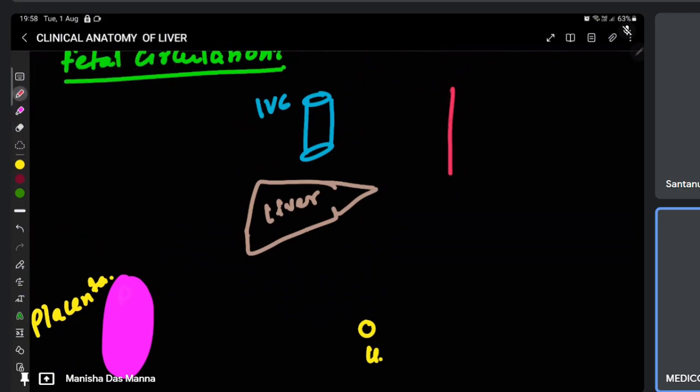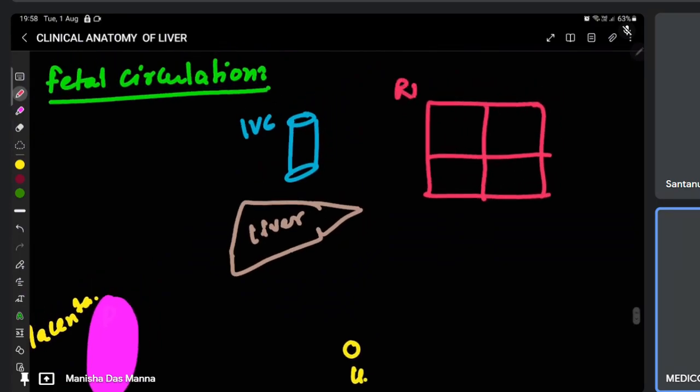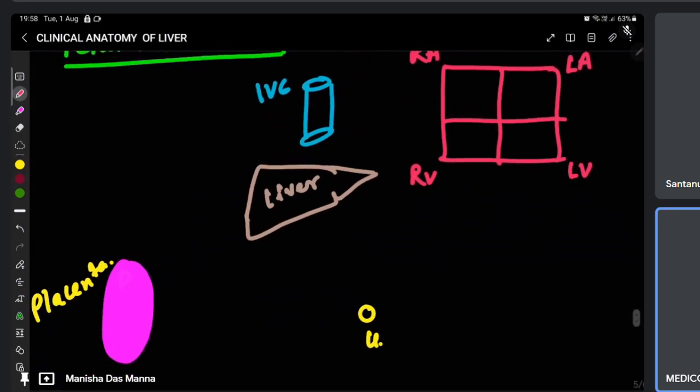I am drawing a schematic diagram of the fetal heart. So this is your right atrium, right ventricle, left atrium, left ventricle. Easy. Now I'm going to draw the umbilical cord.